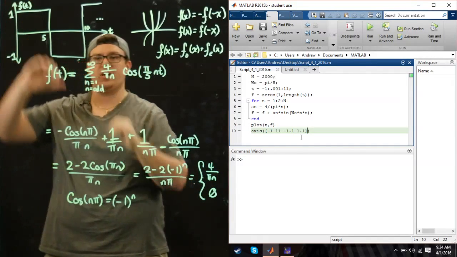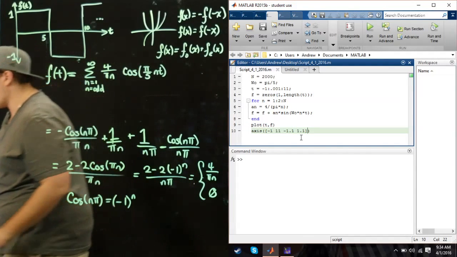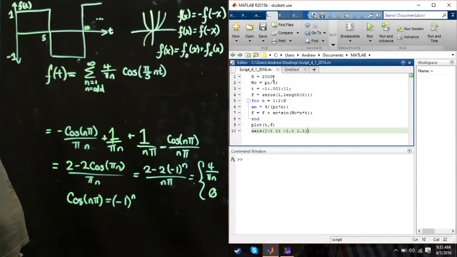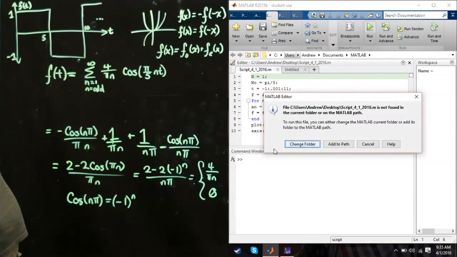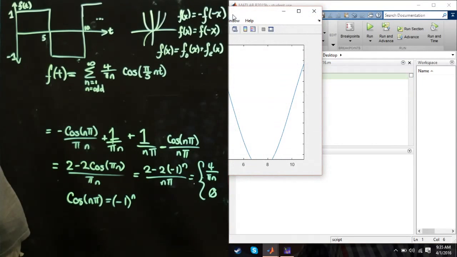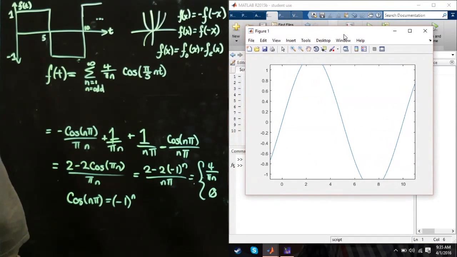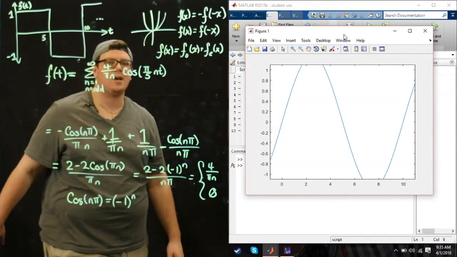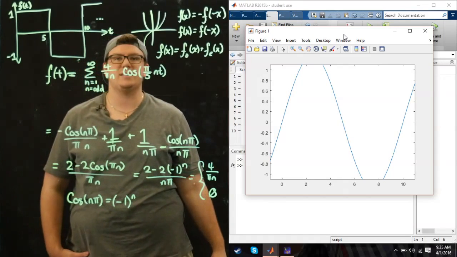We're just going to try to look at this part. We're going to try to look at one period. So let's take a look at the fundamental frequency here with n equal to 1. Change folder. So this is the fundamental frequency. This is the sine. This is the base sine wave that gets this to work.